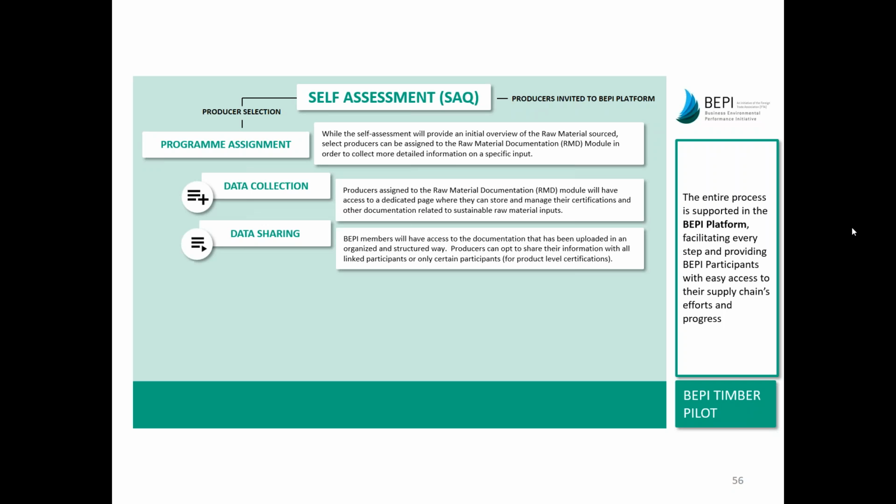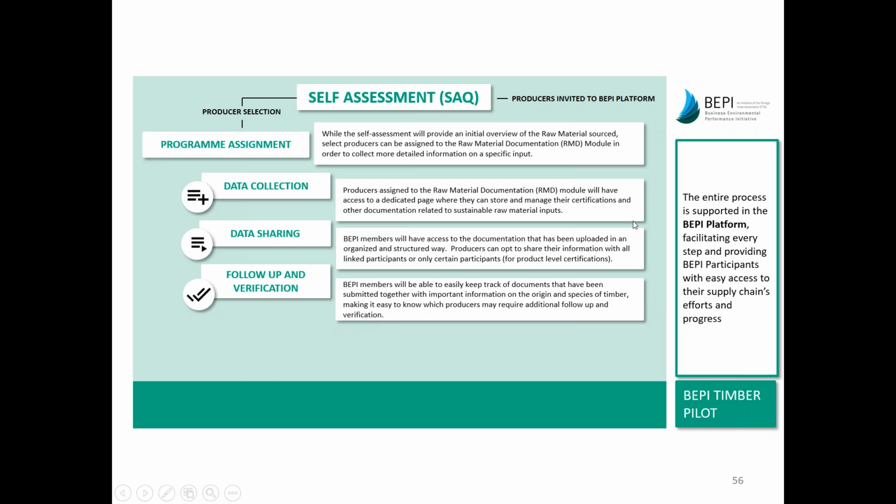So that's the data collection piece. Data sharing, because producers will be able to share the information with all linked participants or only certain participants if they choose to do so. And then the BPI members will of course have access to that documentation. So the next step would then be follow-up and verification.